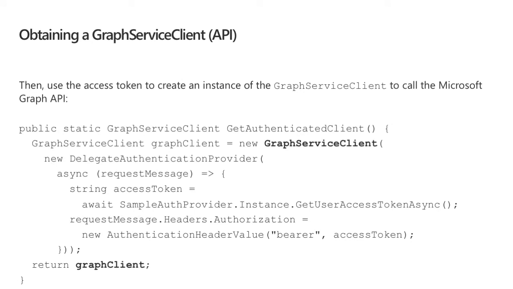Then you're going to use that access token to create an instance of the Graph Service Client to call the Microsoft Graph API. So here I'm creating a new instance of the Graph Service Client, and I'm using the delegate authentication provider to obtain the access token and then add that to the request header that every single request is going to make over to the Graph. So I have an authorization header that's going to be added to every single request to authenticate to the Microsoft Graph.